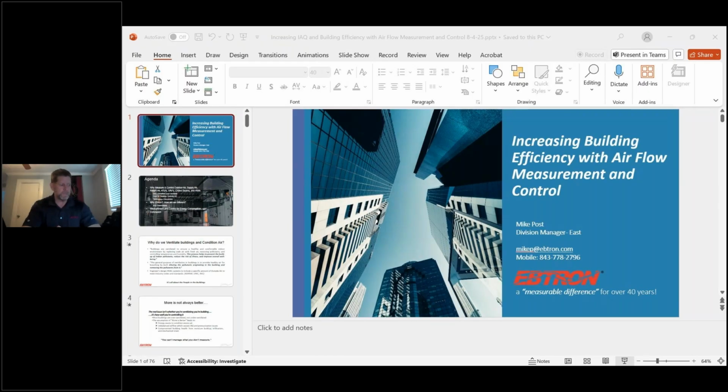So the first question comes up, why are we ventilating buildings and conditioning air in the first place? And some of you folks out there probably use ChatGPT. I don't yet, so I just use Google. And it says, why are we ventilating buildings and conditioning air, right? And it states here, I don't want to read everything that's on every slide. I'm not going to do that.